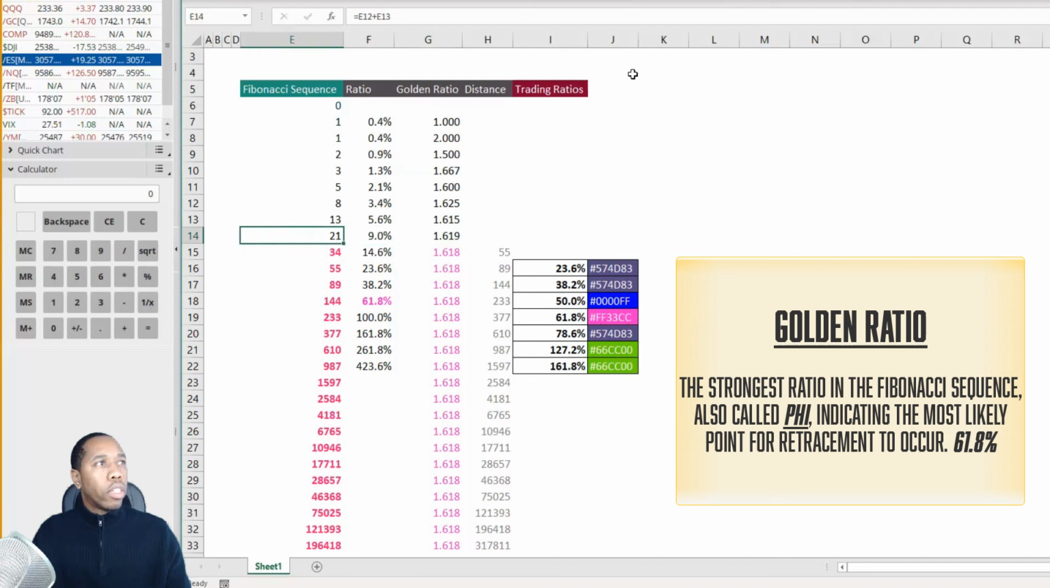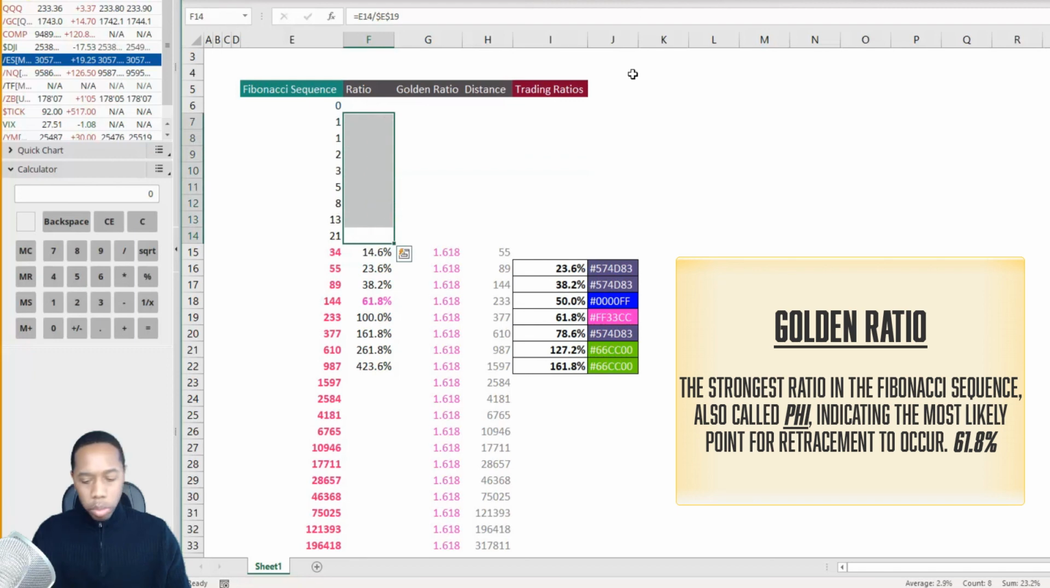Now, it doesn't occur until we get to number 34. So these numbers here are really not that significant. So what I can do is just delete that, all right? And even here, we can delete these ratios because they're not significant, okay? There are significant ratios, and we're going to go over those ratios and why we use them here in a second.